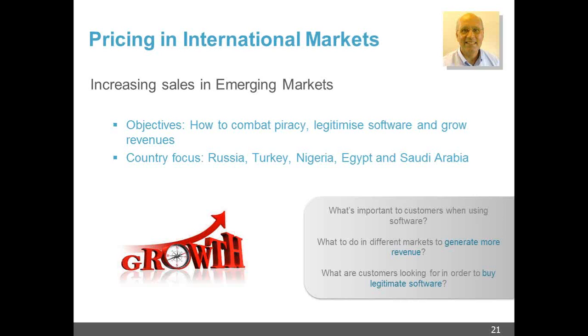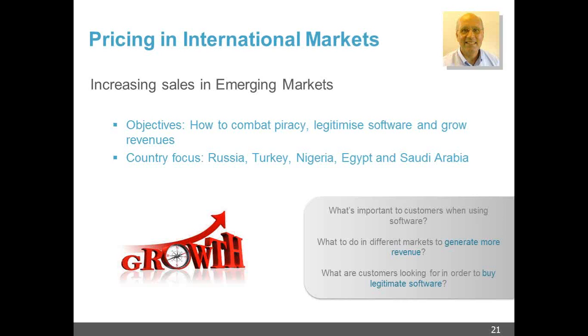A major concern in some of these countries was the regulatory environment around intellectual property, around IP. Piracy can be rife. The market needs the software. They do use it, but how do we generate more sales from these particular markets?